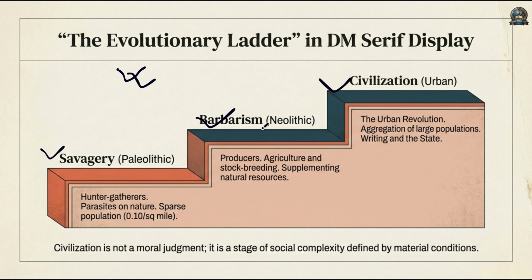Then barbarism, Neolithic period: producers, agriculture and stock breeding, supplementing natural resources. Then civilization, urban. The urban evolution: aggregation of large populations, writing and the state. Civilization is not a moral judgment. It is a stage of social complexity defined by material conditions.